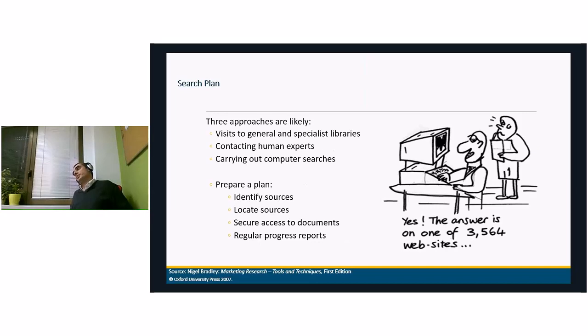So, you have to make a search plan, and there are three likely approaches. You visit some general or specialist library where you can find the information of interest, or, as we said, secondary data desk research includes interviews with human experts, and at the end you can make a computer search.